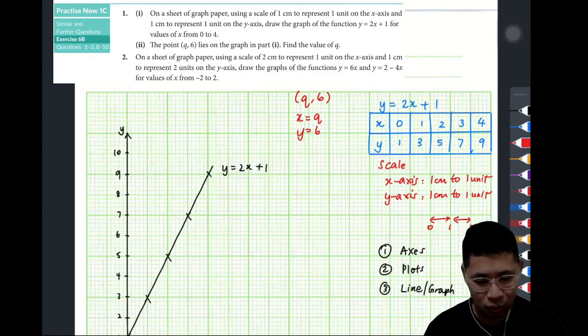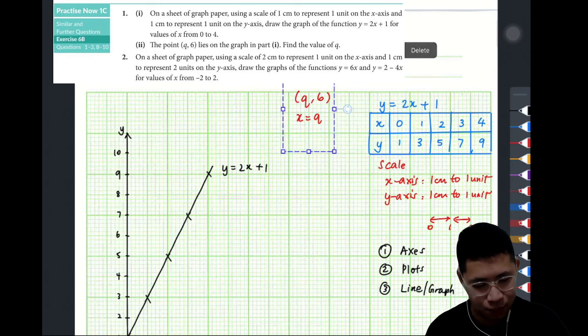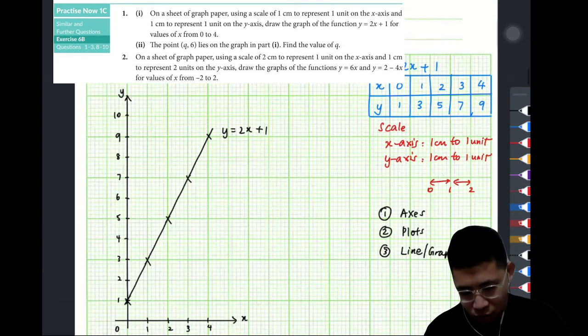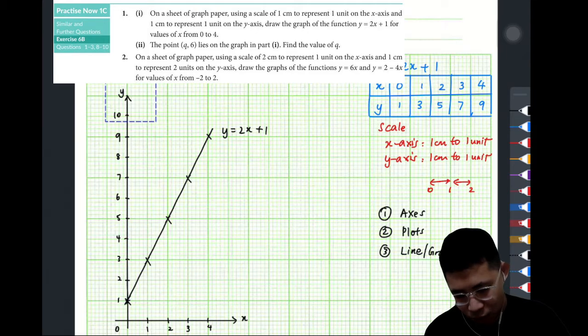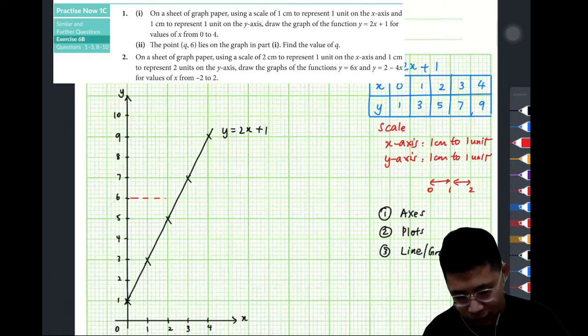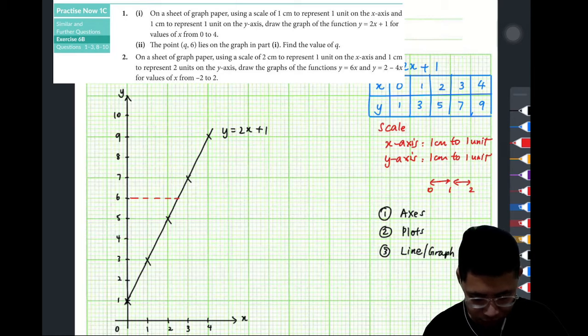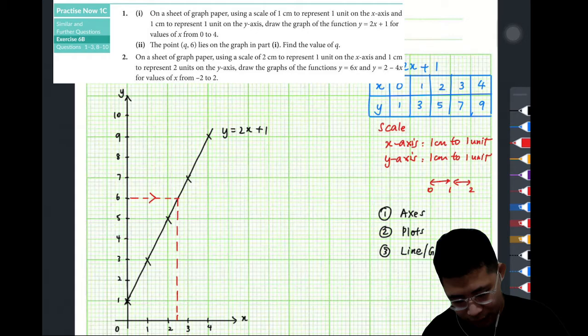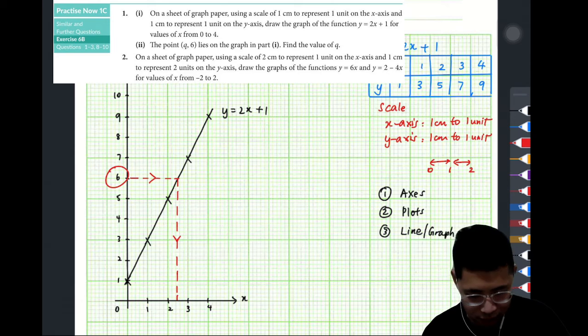So y is 6. When y is 6, what is the value of Q? Very straightforward, it's just on this graph, when y is equal to 6, what is the value of Q? So starting from 6, I'm just going to draw a horizontal line to the graph to read what is the value of the graph over here. And draw a vertical line down. So it should be in the middle somewhere here. So I'm reading in this direction. When y is 6, x will be equal to 2.5.